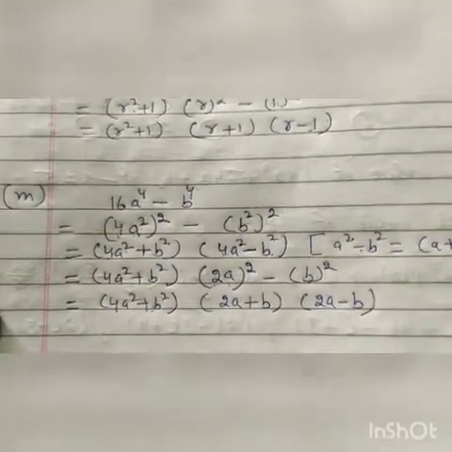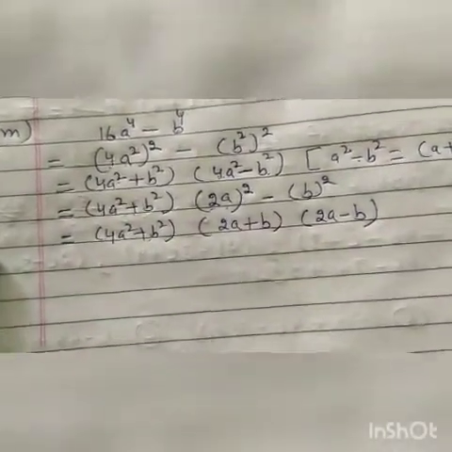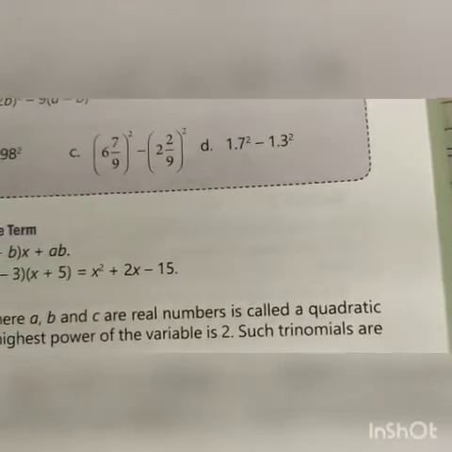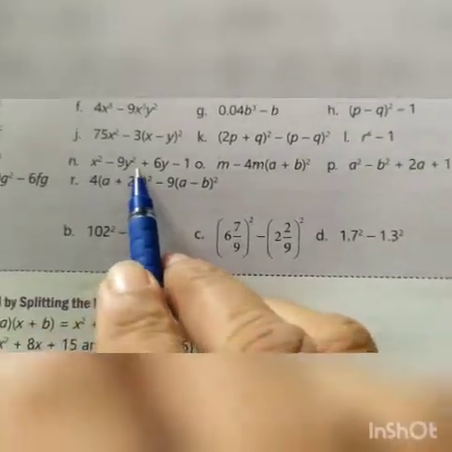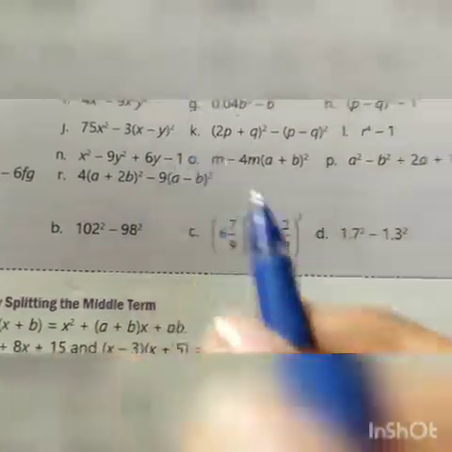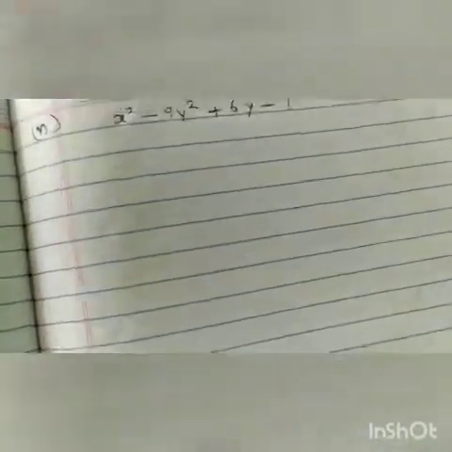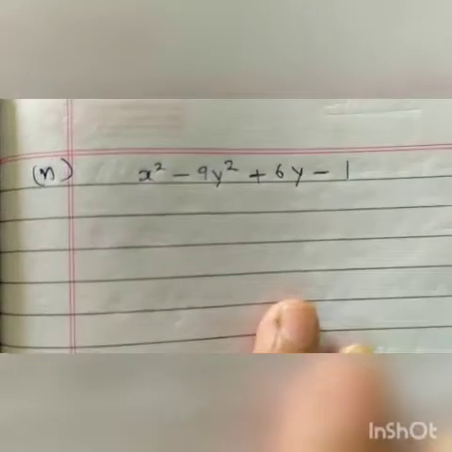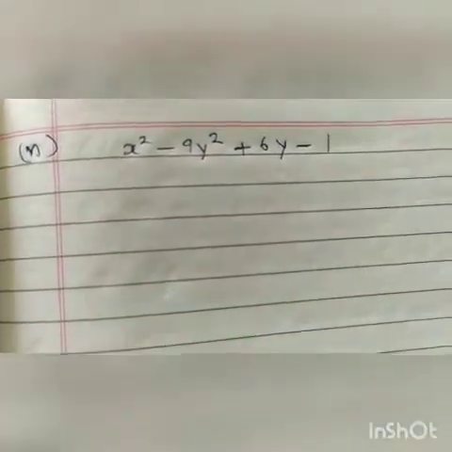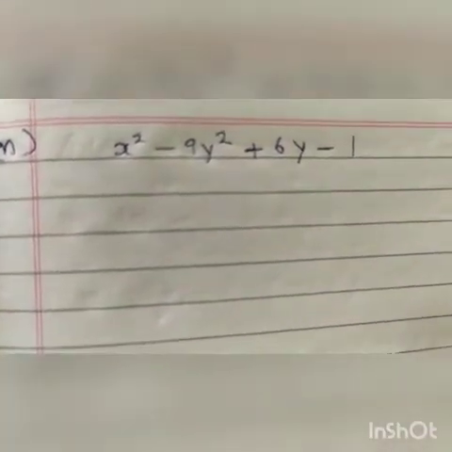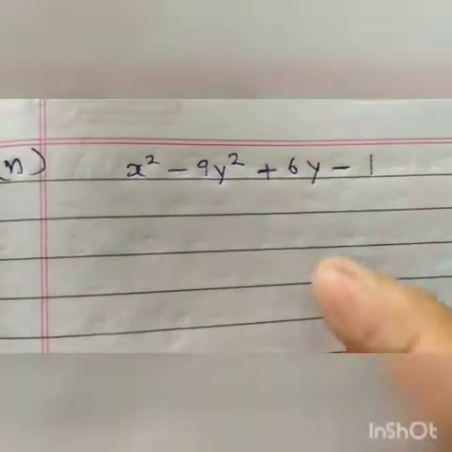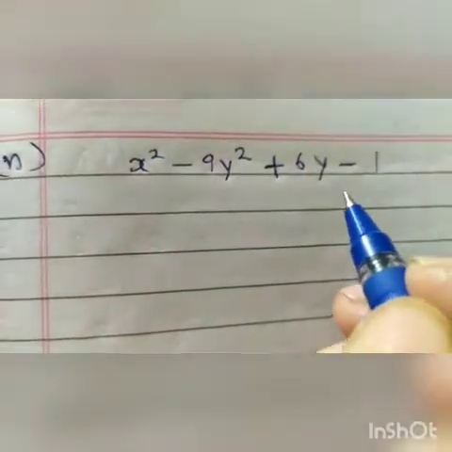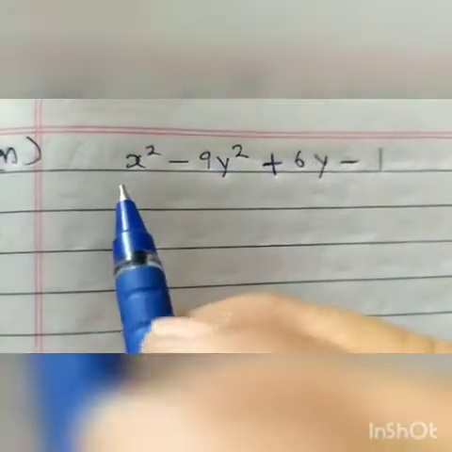Okay students. Now come to the next, n part. N is x square minus 9y square plus 6y minus 1. See here. Students, this question is a little bit different. How will we identify which identity will be used? In this question, two identities will be used. See, first of all, we will identify the square numbers.